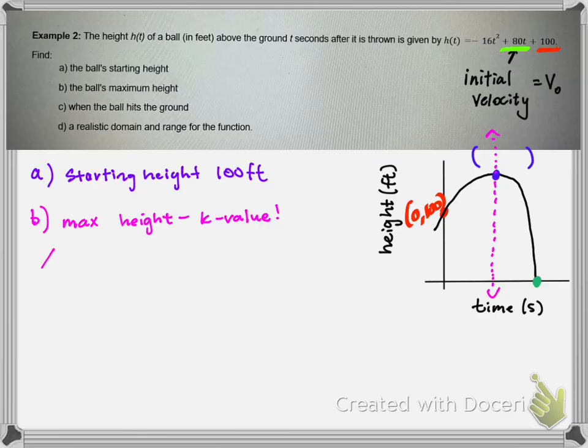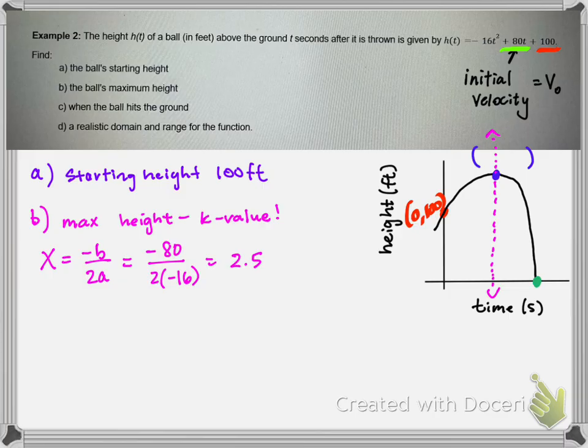So with standard form, to calculate the axis of symmetry, it's negative b divided by 2 times a. So I'd say negative 80 divided by 2 times negative 16. In this case, when you calculate that, again, you can use calculators on some of these questions, so grab your calculator, use it. You're going to get the value of 2.5. So we know that the maximum height is occurring at 2.5 seconds after we throw the ball.